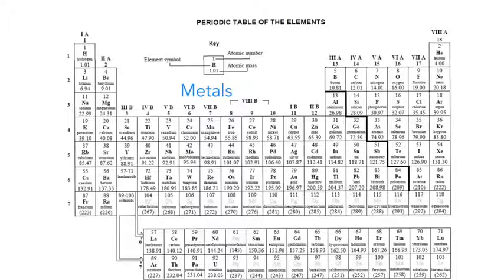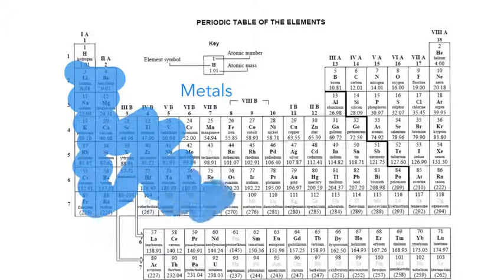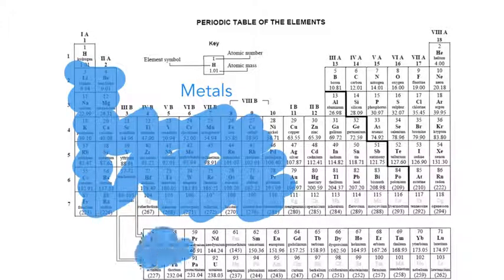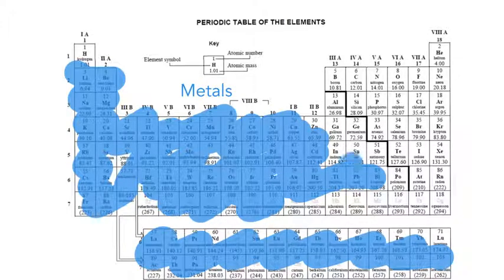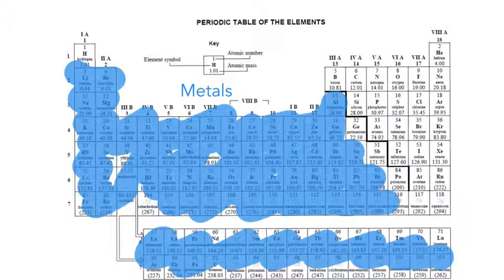So our metals are everything that is highlighted in blue. So all of these, all of these. Now our metals stop with aluminum, and they're over here. The next group is our nonmetals.